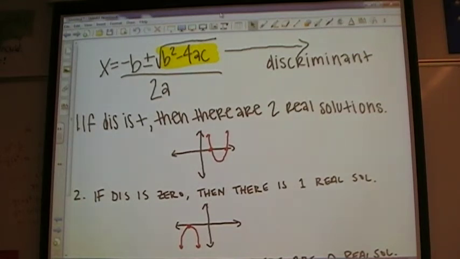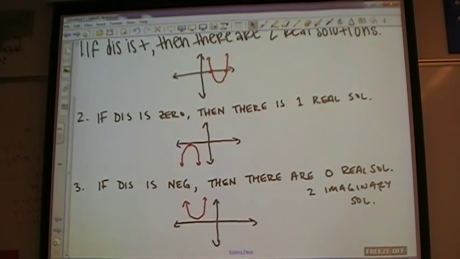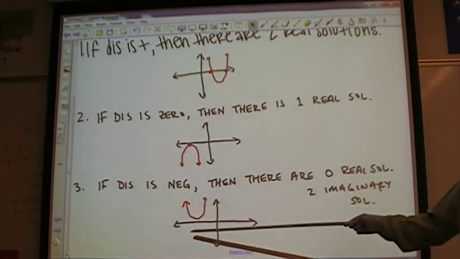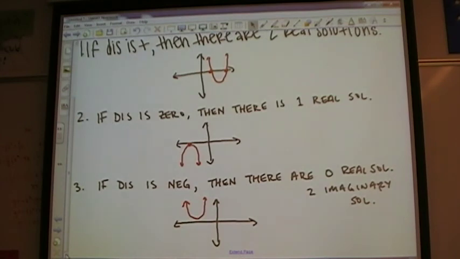And the last possibility is, if the discriminant is negative, then there are 0 real solutions, but 2 imaginary solutions, just like we did in the previous example. So your graph here would never cross the x-axis.